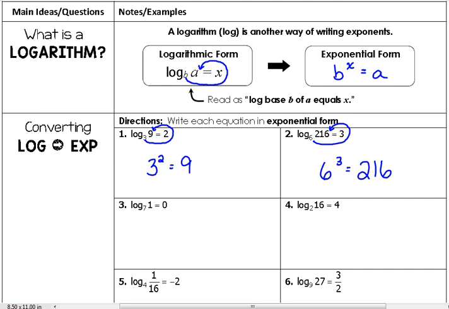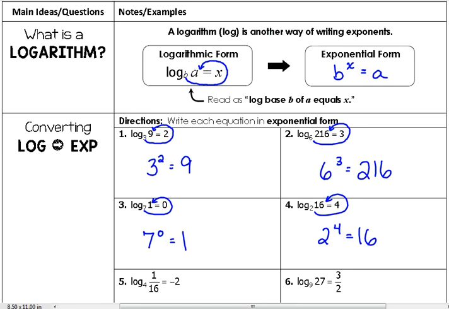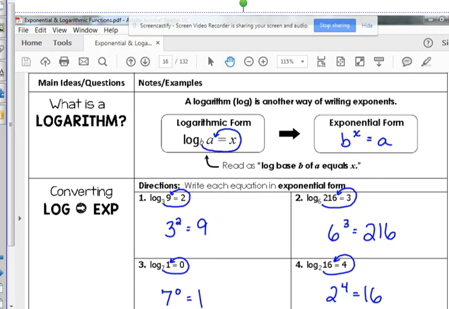Log base 7 of 0 is equal to 1. In exponential form, that is 7 to the 0 is equal to 1. Anything raised to the 0 power is equal to 1. Okay, number 4, 2 to the 4th is equal to 16. Again, we know all of these are true. We're just looking at how they are also written in logarithmic form.